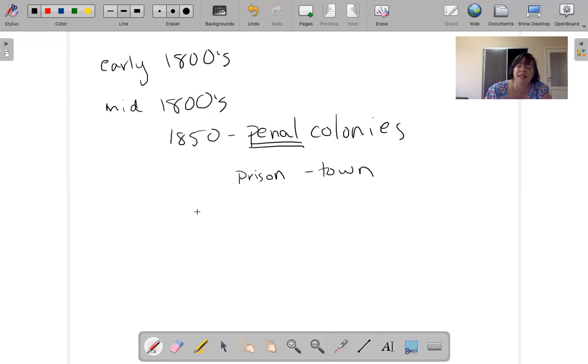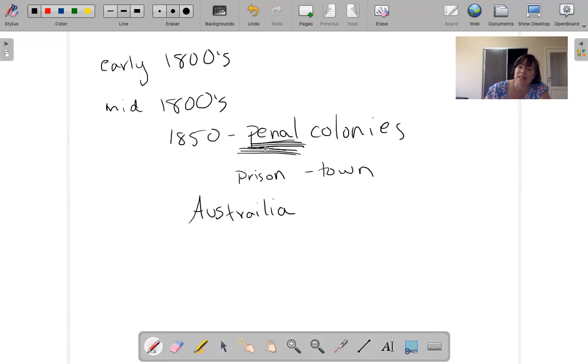And Britain used Australia as a penal colony. Britain had taken control of Australia, and they just sent all their criminals there. They're like, oh yeah, okay, you can steal, but we're sending you to live in Australia. And that was a penal colony.